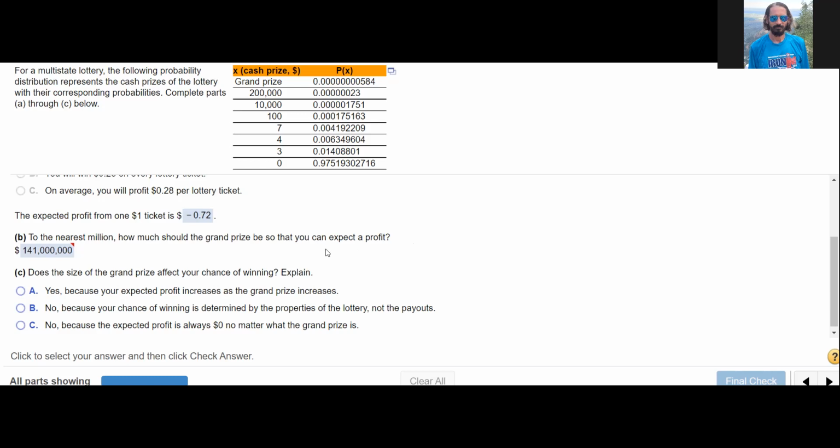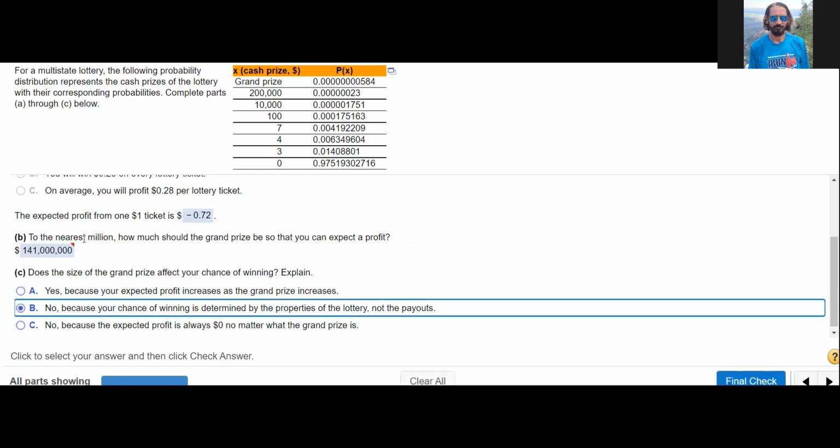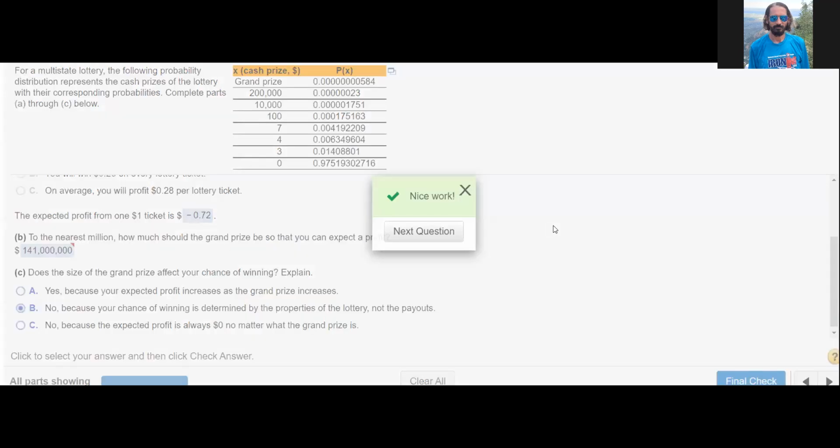All right, does the size of the grand prize affect your chance of winning? And to solve part B, I made that assumption that it was the property of the lottery, not the payouts. I'm not sure if that's what they want here. So let's see. Okay, good.